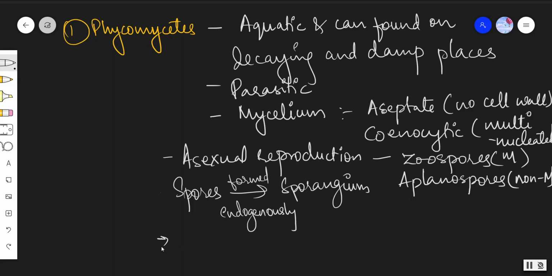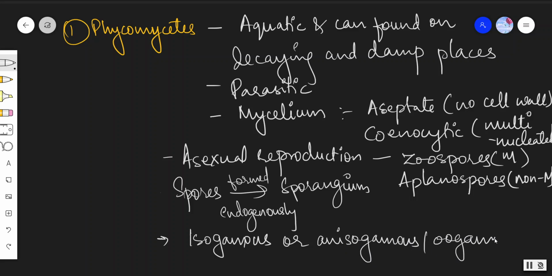Clear? The gametes are similar. They show isogamy. The gametes are isogamous, means they are similar in morphology, and mostly they are similar, and in some they are dissimilar. Then we call it anisogamous or oogamous. Clear?